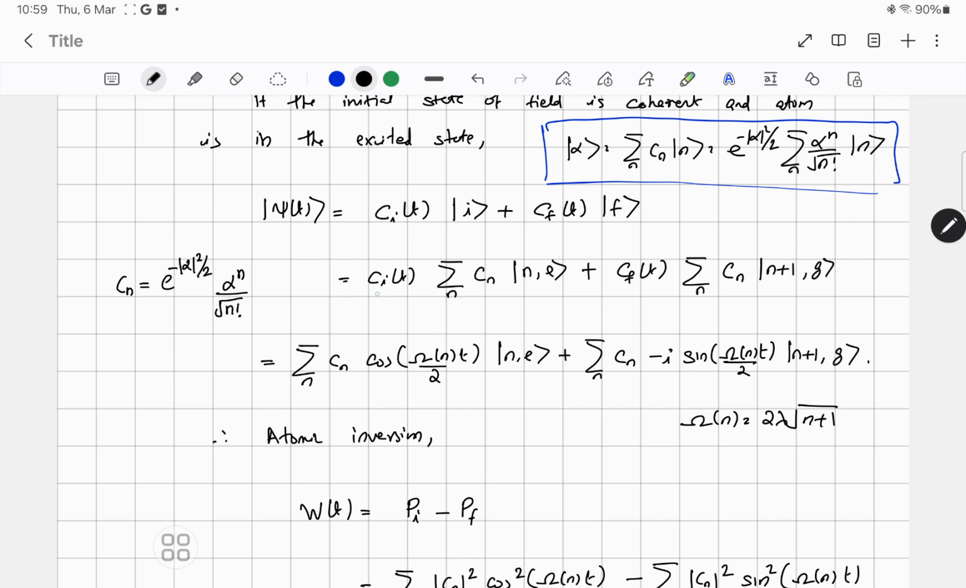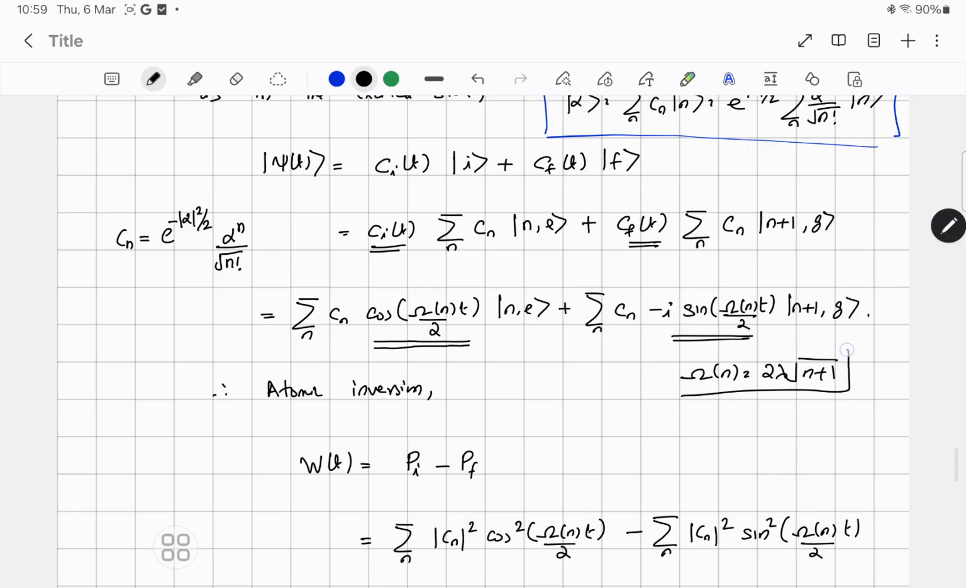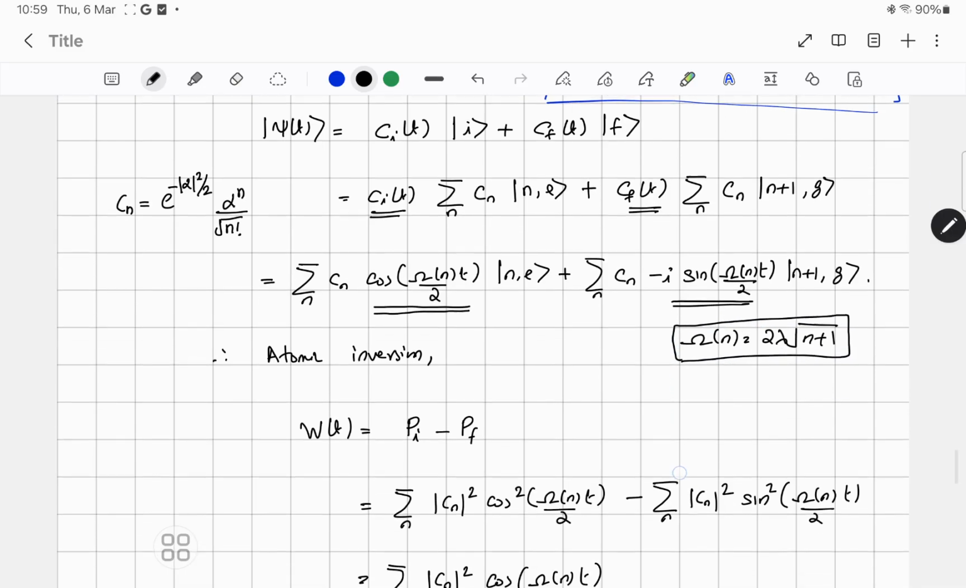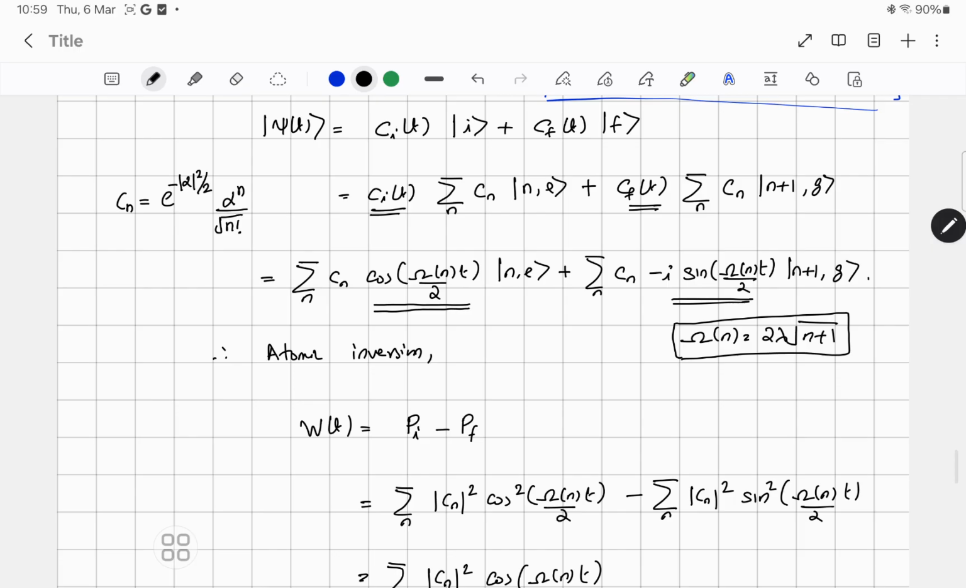Now we already got the expression for Ci and Cf, so I can use it here. Ci I can write as cos of omega of n t by 2, and Cf is minus i sine of omega of n t by 2, where omega of n is called the Rabi frequency, which is 2 lambda root n plus 1. Now I can calculate the atomic inversion in this particular case. Here the system initial state i is e alpha, and both would be the coherent state.